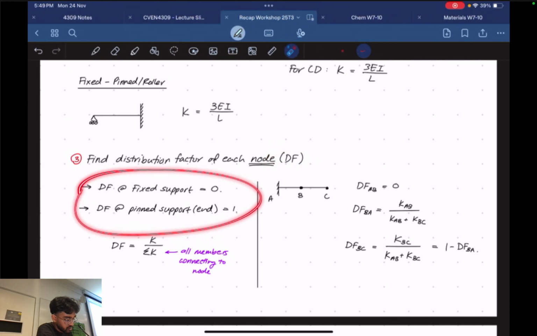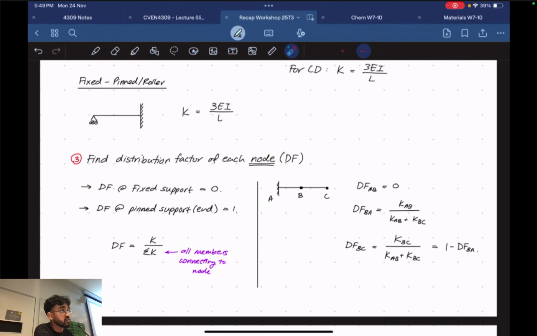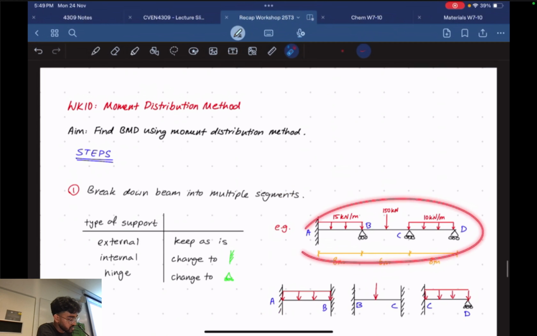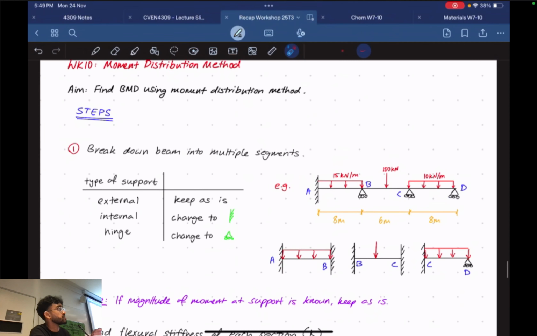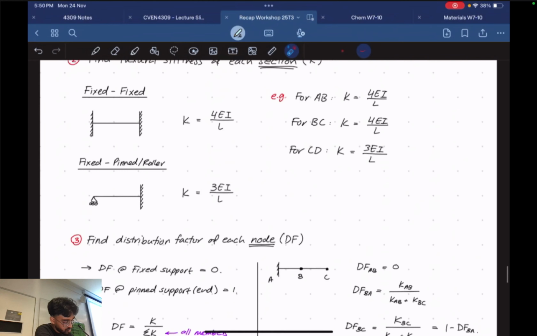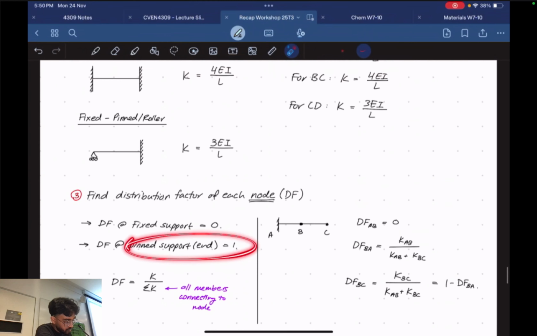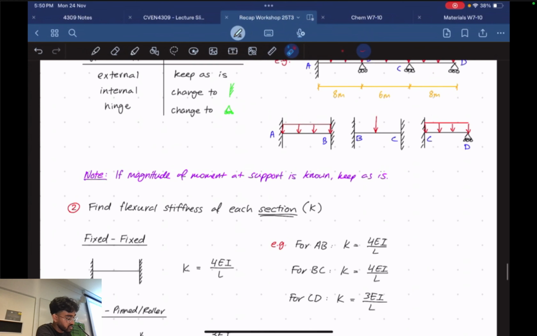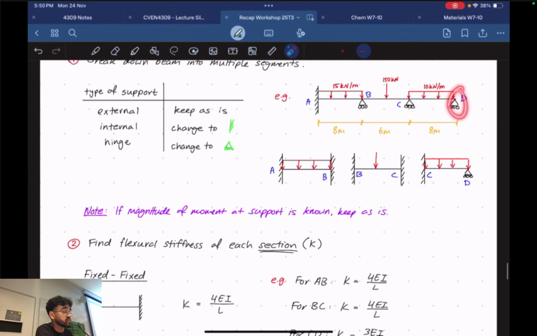So a few of the easier ones is DF at a fixed support, like on your original beam, like this. For a fixed support, it's going to be 0. That means the moment's not distributed, that support takes on the whole moment. At a pin support or a roller support at the end, something like this, your distribution factor is going to be 1. Yeah?